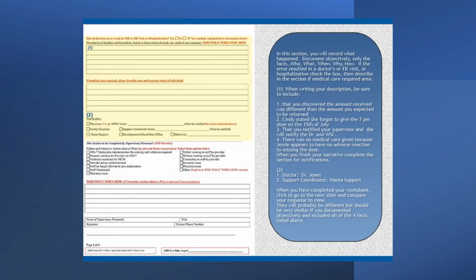In this section, you will record what happened. Document objectively only the facts: who, what, when, why, and how. If the error resulted in a doctor or ER visit or hospitalization, check the box. Then describe in the area if medical care is required.